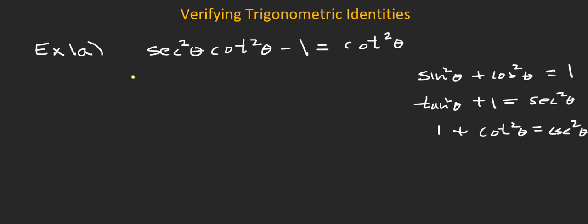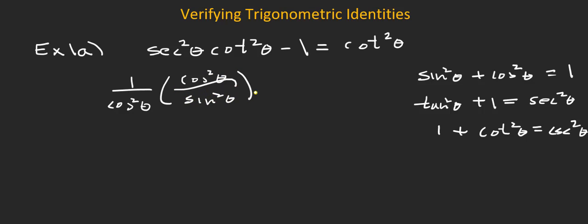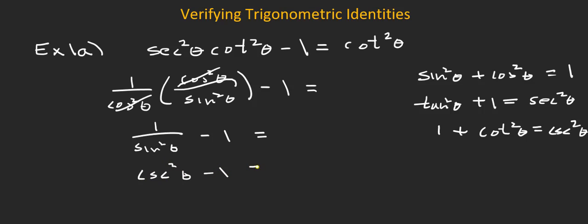You know that secant squared theta is 1 over cosine squared theta, and cotangent squared theta is cosine squared theta over sine squared theta, minus 1 equals. So what happens here? Cosine squared theta cancels out. So you end up getting 1 over sine squared theta minus 1 is equal to cotangent squared theta. Now remember, what is 1 over sine squared theta? That's cosecant squared theta minus 1.